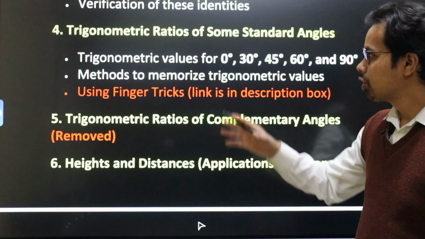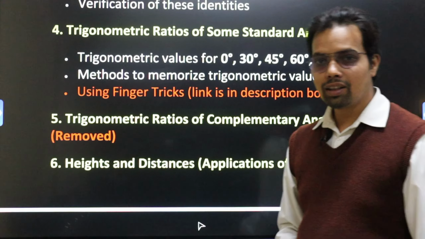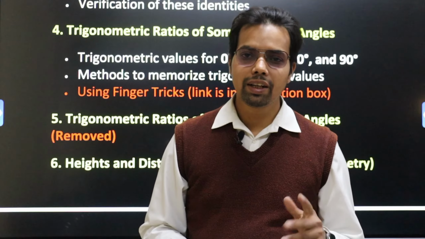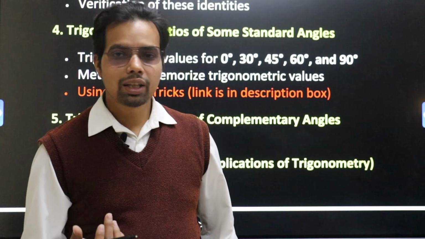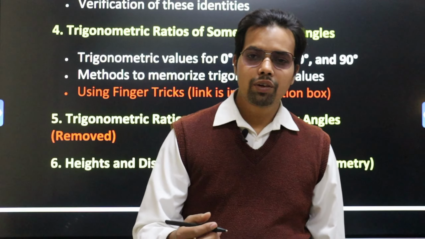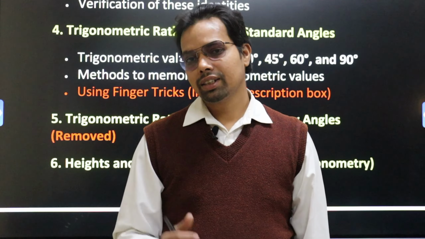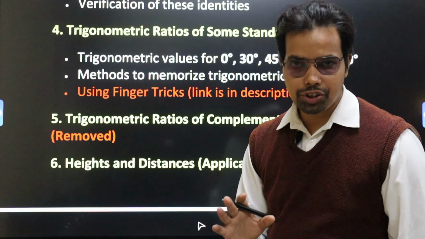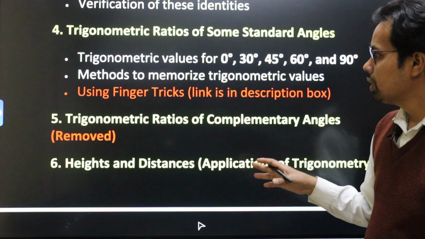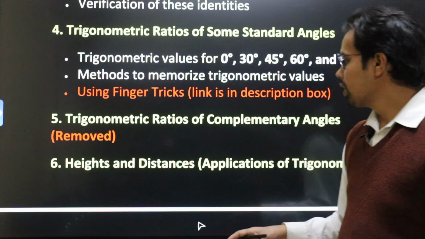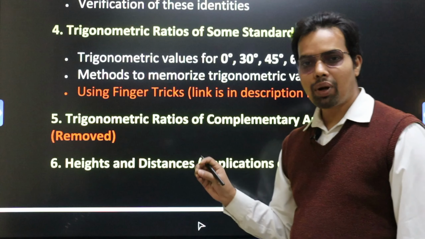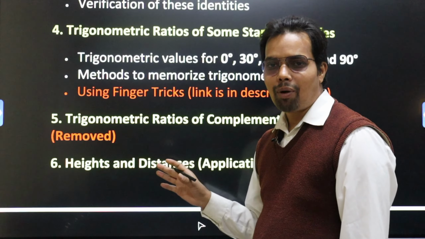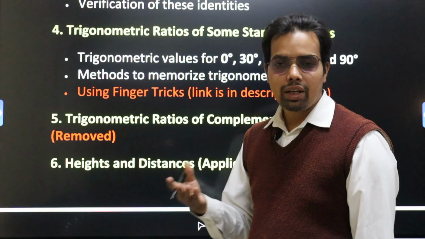Point number 4 is trigonometrical ratios of some standard angles. Some standard angles in the CBSE board are 0 degree, 30 degree, 60 degree, 45 degree and 90 degree. But in the ICSE board there are some other angles where we have to understand degrees, minutes and seconds also. For CBSE these many angles are sufficient for your syllabus. Now point number 5 is trigonometrical ratios of complementary angles. This part is removed from both the CBSE and ICSE syllabus, so no need to think about it, because you will understand this one in class 11th.